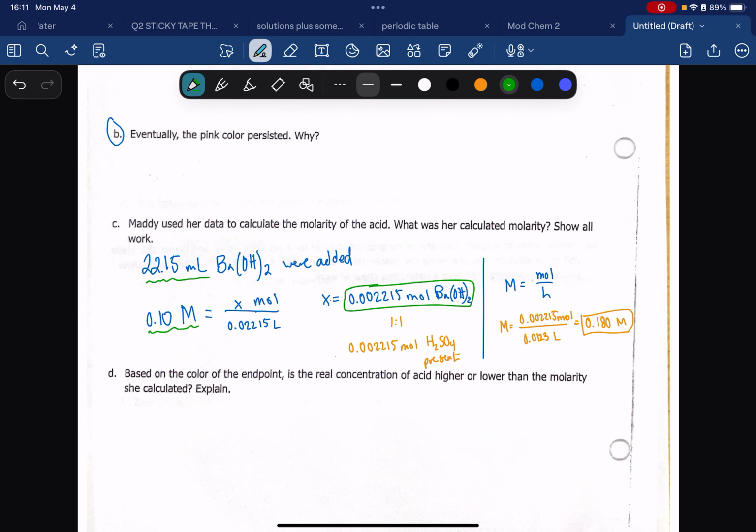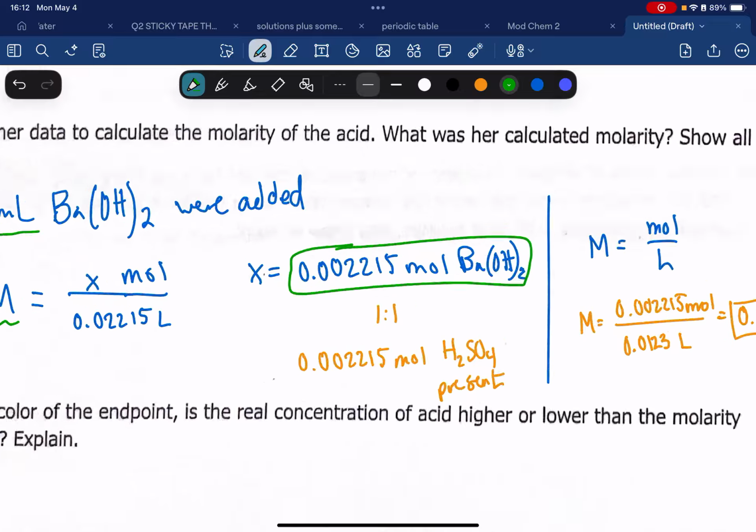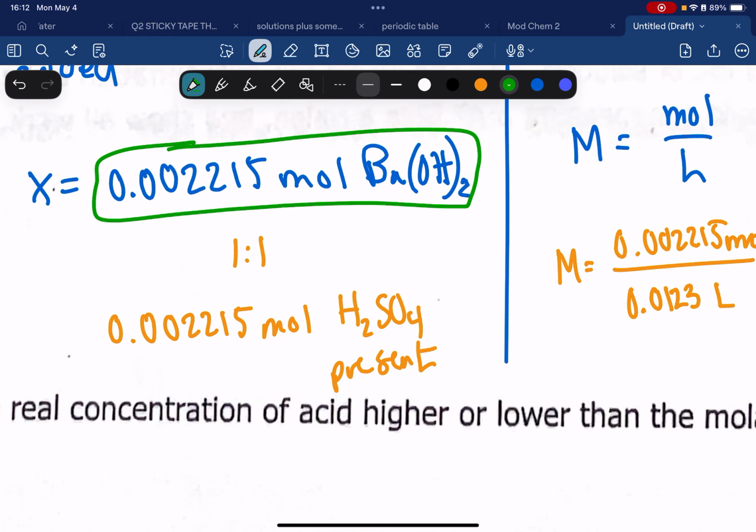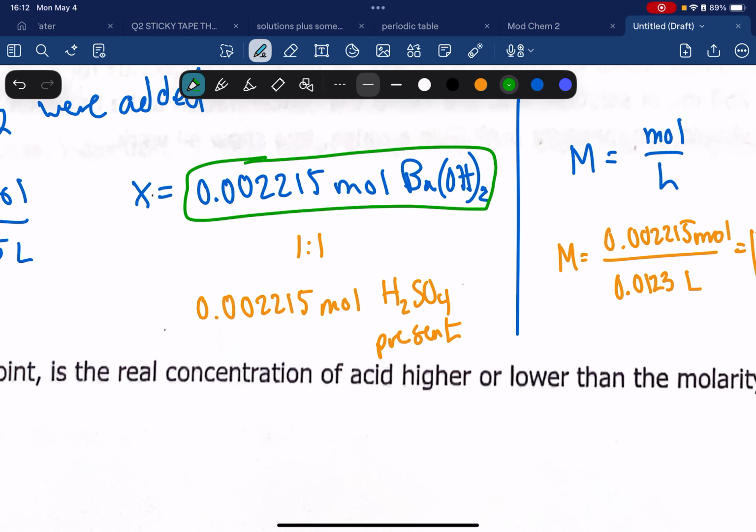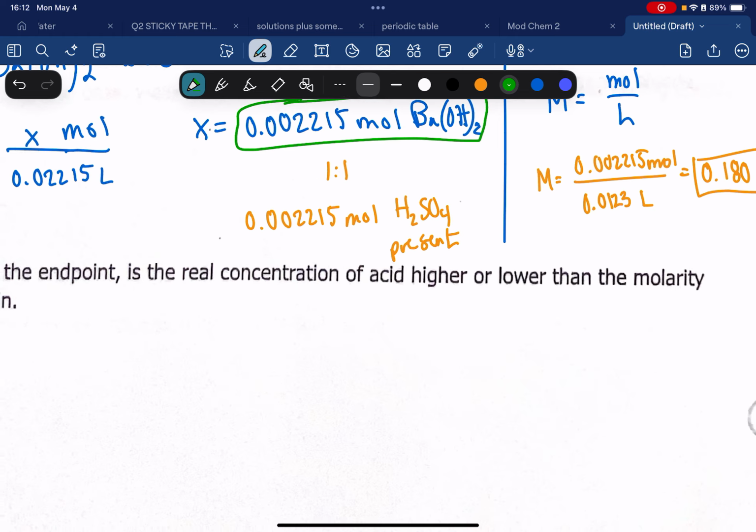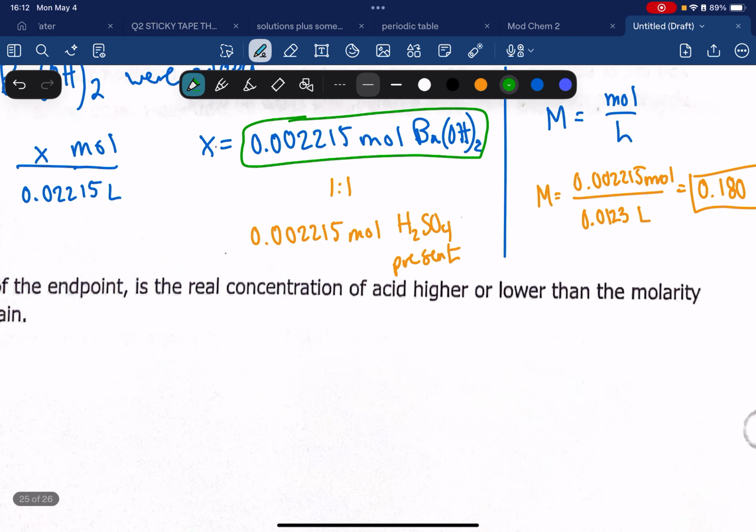Since she overshot it, she put more moles of base than there were moles of acid. That's a better way to say it. She put more moles of base in the flask than there were moles of acid present. If she had got it just right, it would have been that pale pink. But since she overshot it, since it's that dark pink, we know that she actually put more base than acid. So the real number of moles of acid that were present is something smaller than 0.002215.